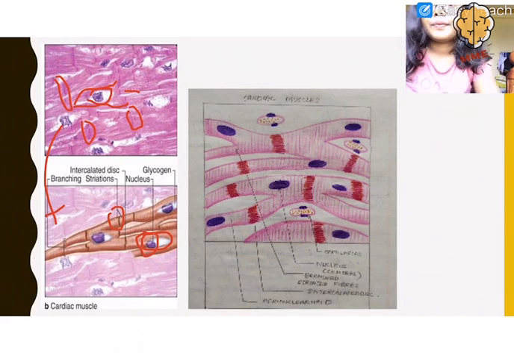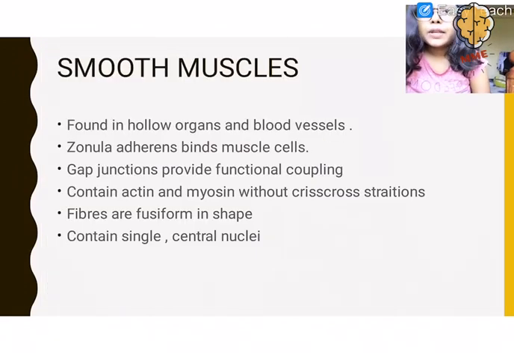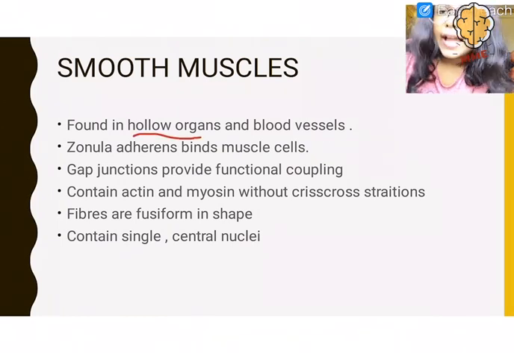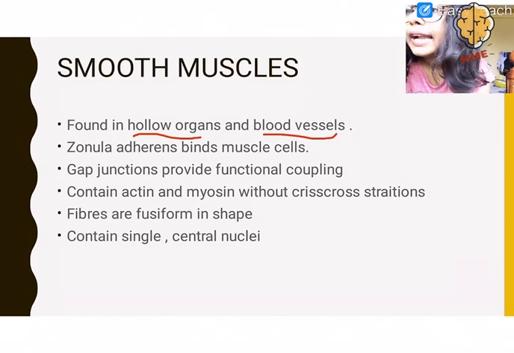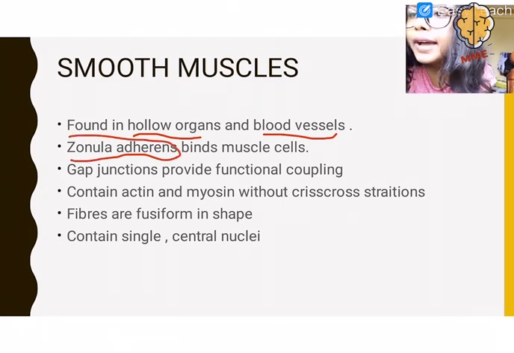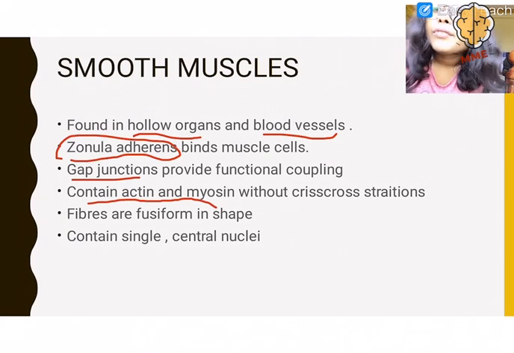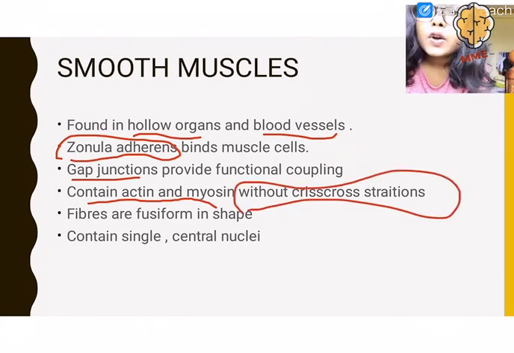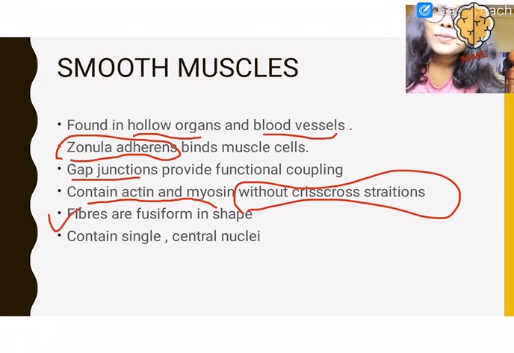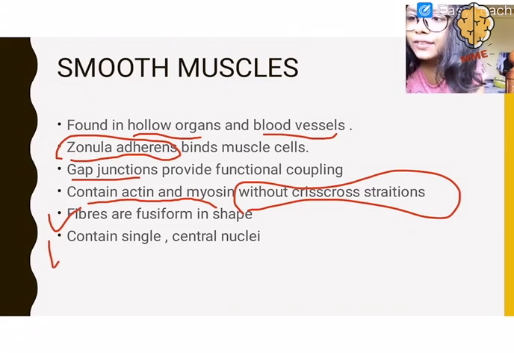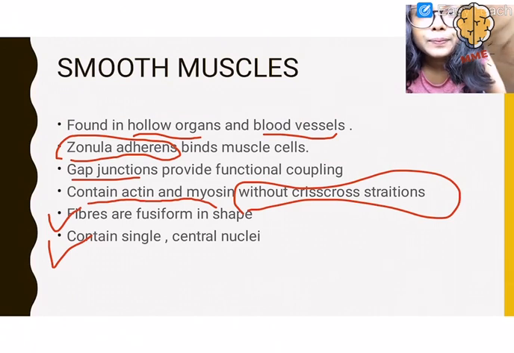Okay, now coming to smooth muscles. Smooth muscles are found in the hollow organs and blood vessels, and these muscles are actually bound by zonula adherens, and also they have gap junctions, and they also contain actin and myosin, but without any crisscross striations. You cannot see striations in the smooth muscles, and the fibers, from the NCERT book, the fibers of the smooth muscles are fusiform in shape, and they have single and centrally placed nuclei.